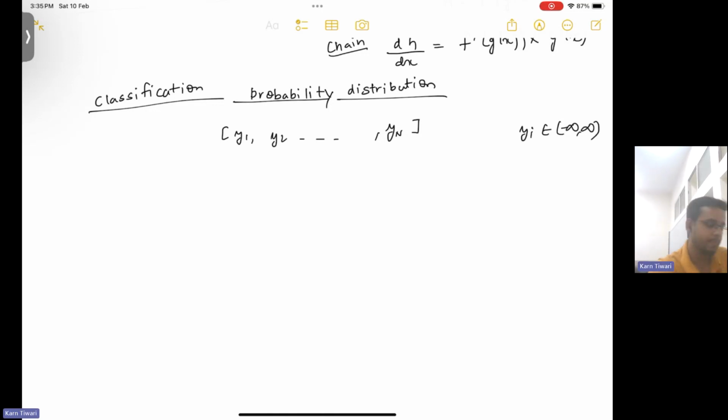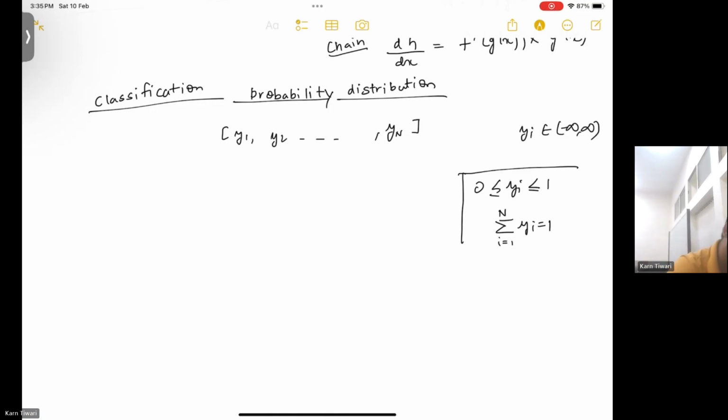So we want to convert it into a probability distribution. How can we do that? We need to make sure that all our yi is between 0 and 1, and the summation over i equal to 1 to n, the number of classes, of yi should be 1. We want to manipulate this vector so that we can construct a new vector which we can interpret as a probability distribution. So one simple way is softmax.